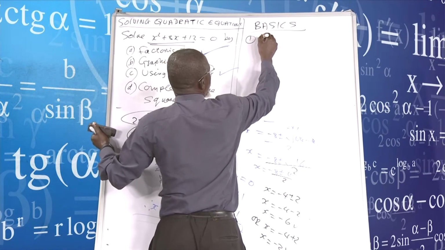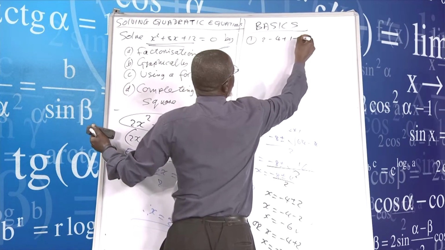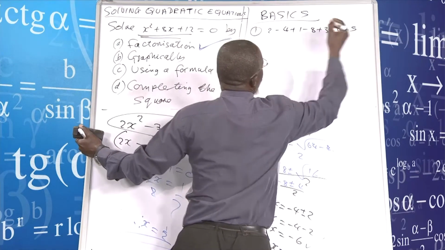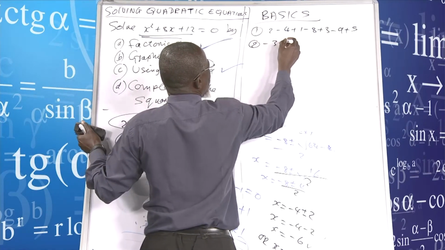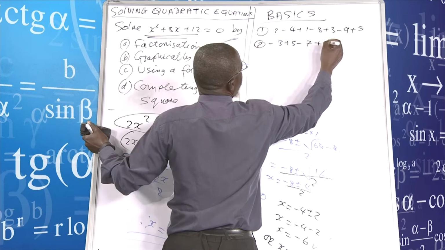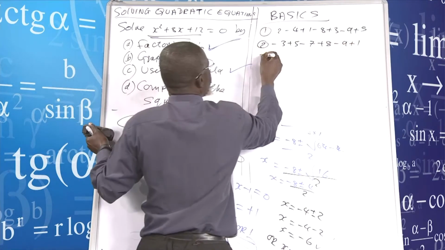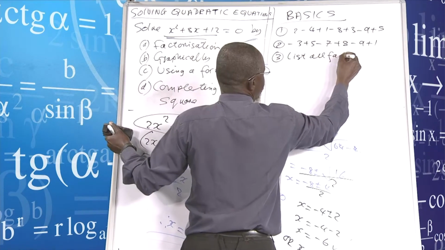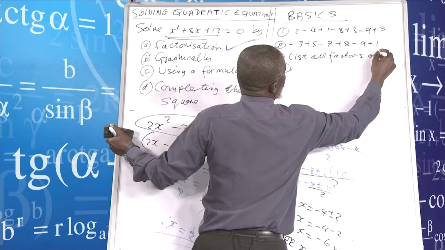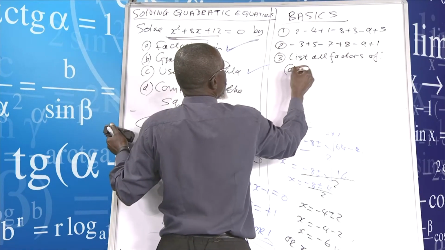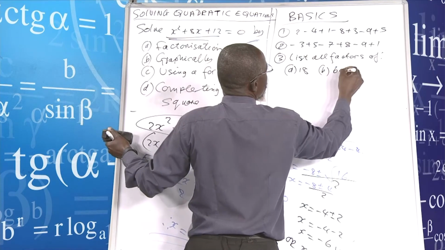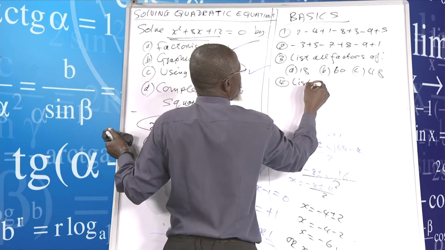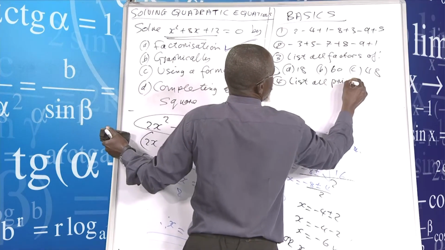For example: number 1, 2 minus 4 plus 1 minus 8 plus 3 minus 9 plus 5. Number 2, 20 minus 3 plus 5 minus 7 plus 8 minus 9 plus 1. Number 3, list all factors of, for example, A, 18, B, 60, C, 48. Number 4, list all prime numbers.